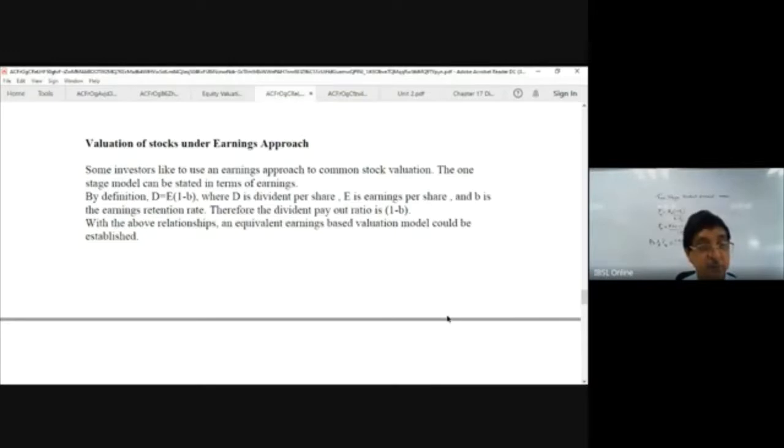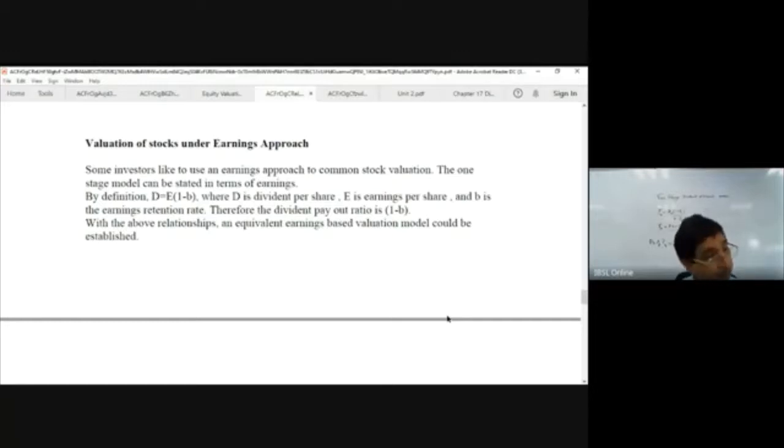By definition, D is the dividends, E is the earnings, and B is the earnings retention rate. Earnings retention means 1 minus retention is the payout. Payout means out of earnings, what percentage you pay as dividends. Payout is 1 minus B. B is the retention, the amount you keep in the business.